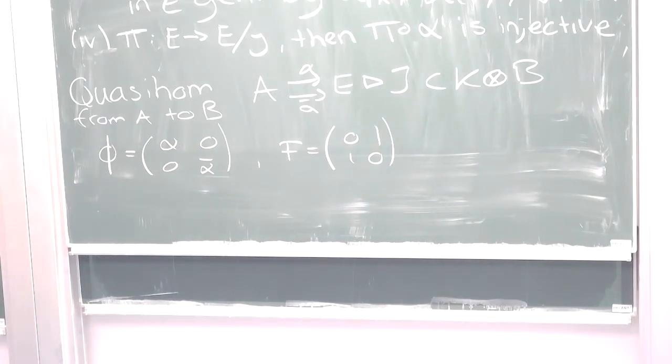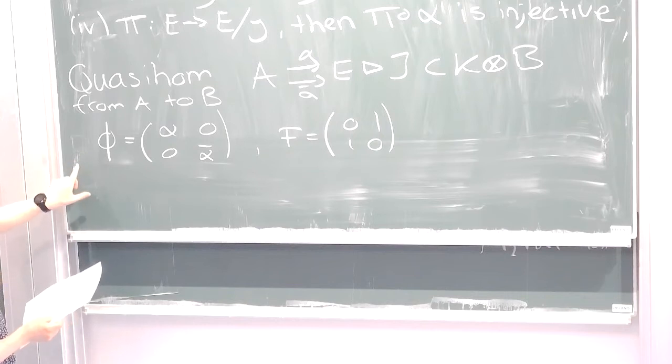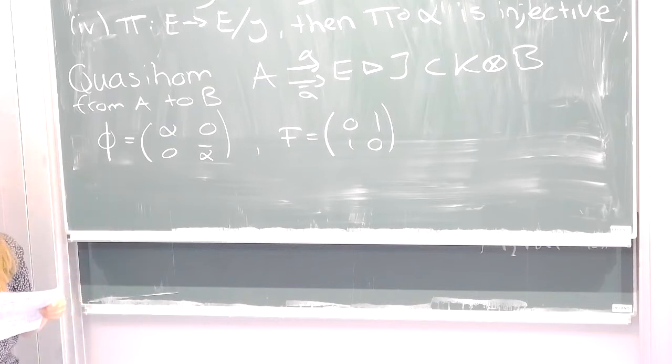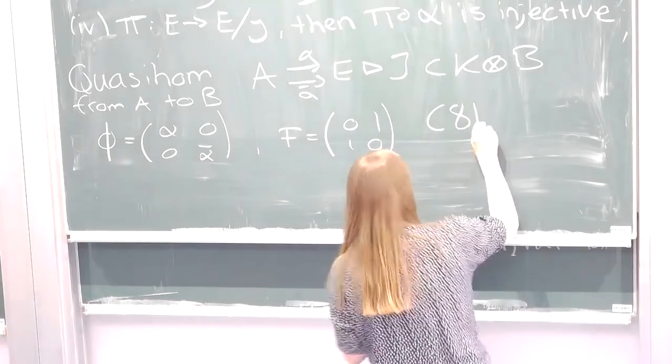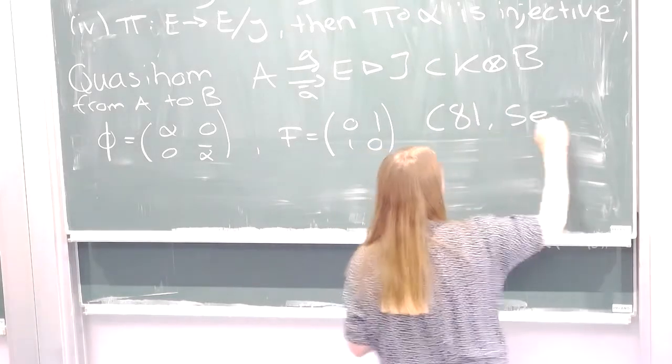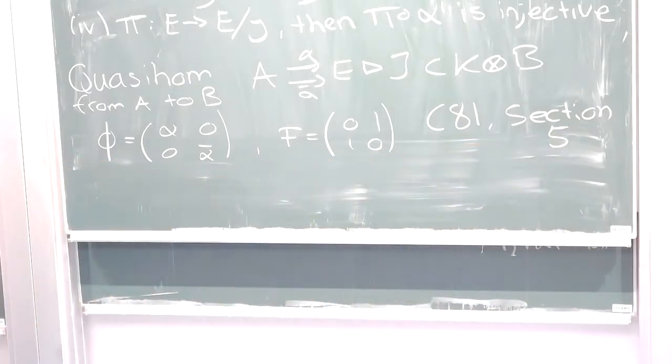There are some technicalities, since you have to extend some of the maps and embed K tensor B into matrices over K tensor B. I will not go into that, but if you want to look at them, you can look at Cuntz's paper from 81, where he gives the technicalities to construct this Kasparov module from a quasi-homomorphism.